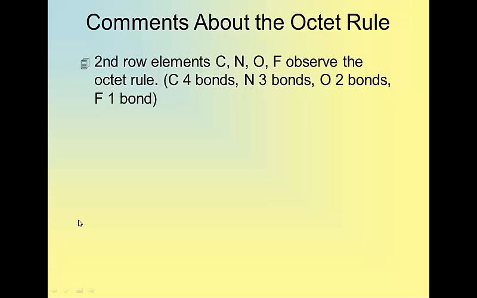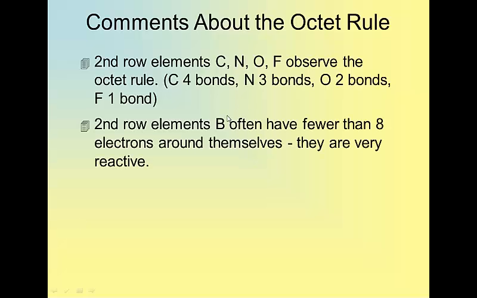Your carbon, nitrogen, oxygen, and fluorine will always observe the octet rule. Most importantly, usually carbon will have 4 bonds. Usually nitrogen will be 3 bonds and a lone pair. Oxygen will usually have 2 bonds and 2 lone pairs. Fluorine will have 1 bond and 3 lone pairs. That's very typical for those 4 atoms.